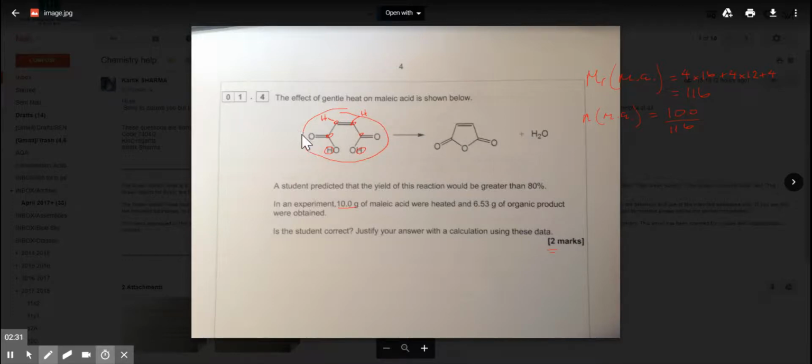Now you can see from the question that 1 mole of maleic acid makes 1 mole of this organic product. We're not told the name, so let's just call it organic product. So moles of OP, for 100% yield, according to the balanced equation, it's going to be the same. So let's leave that as 10 over 116 as well. And therefore, the mass of our organic product is going to be the moles, which is what we've just got. So let's write that out, 10 over 116 times the MR of the organic product.